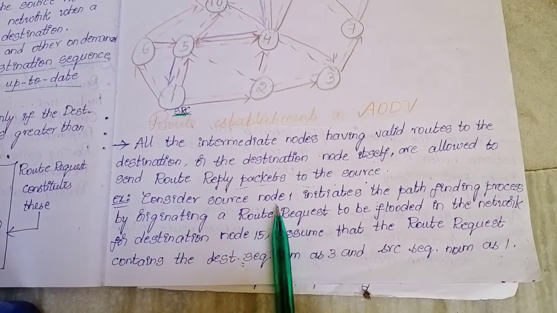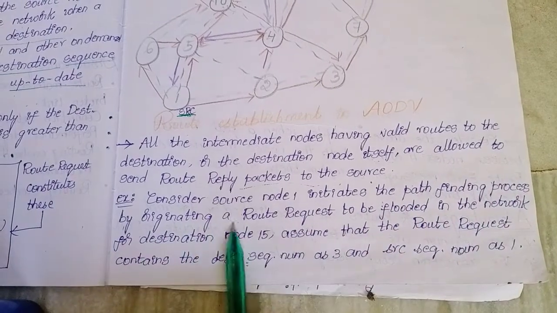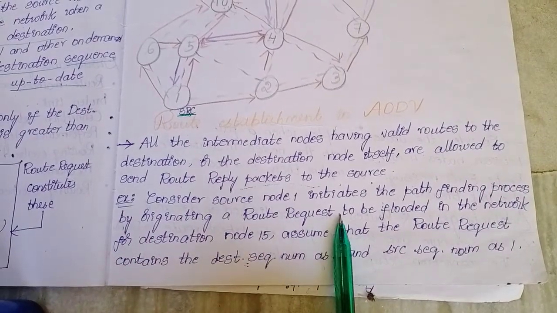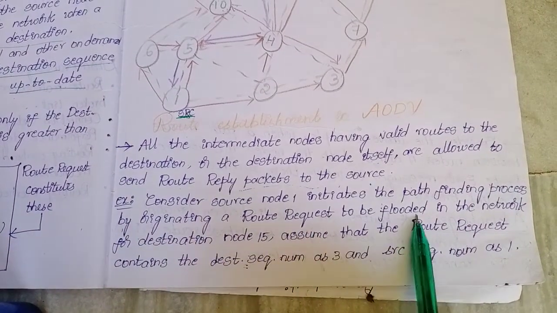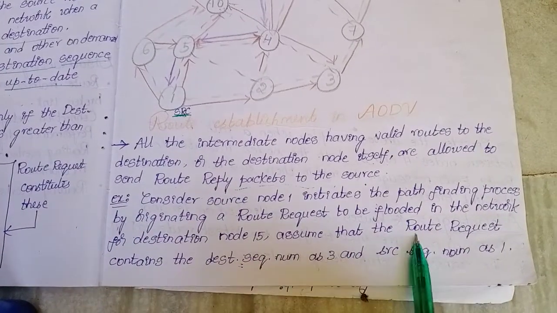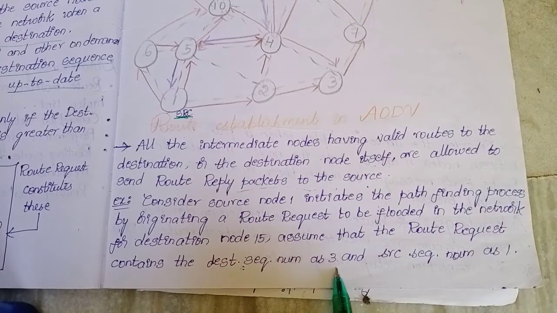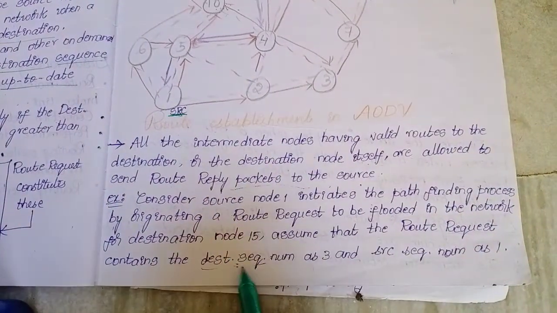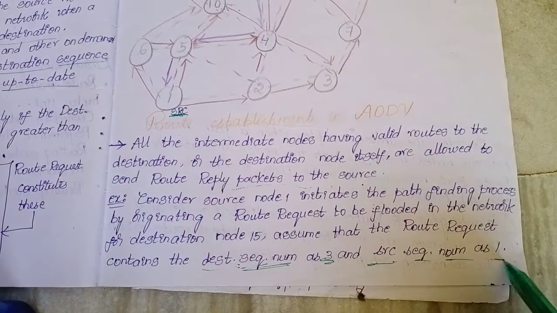Consider source node 1 initiates the pathfinding process. Pathfinding process means it will generate the route request packet, originating a route request to be flooded in the network for destination node 15. Assume that the route request contains the destination sequence number as 3. Here the destination sequence number is 3 and the source sequence number is 1.